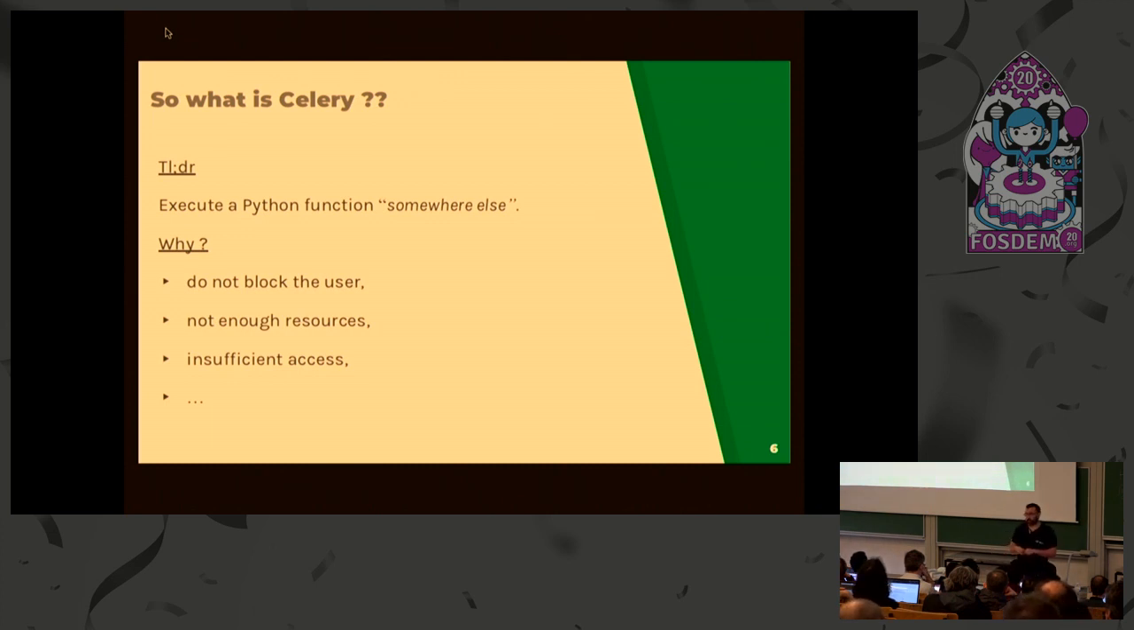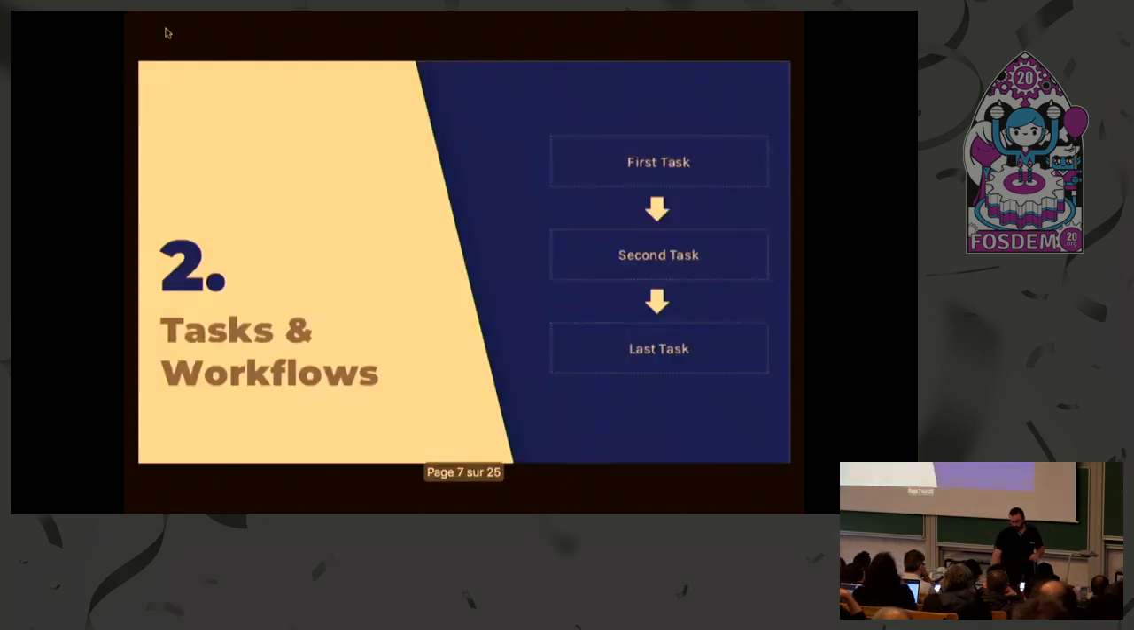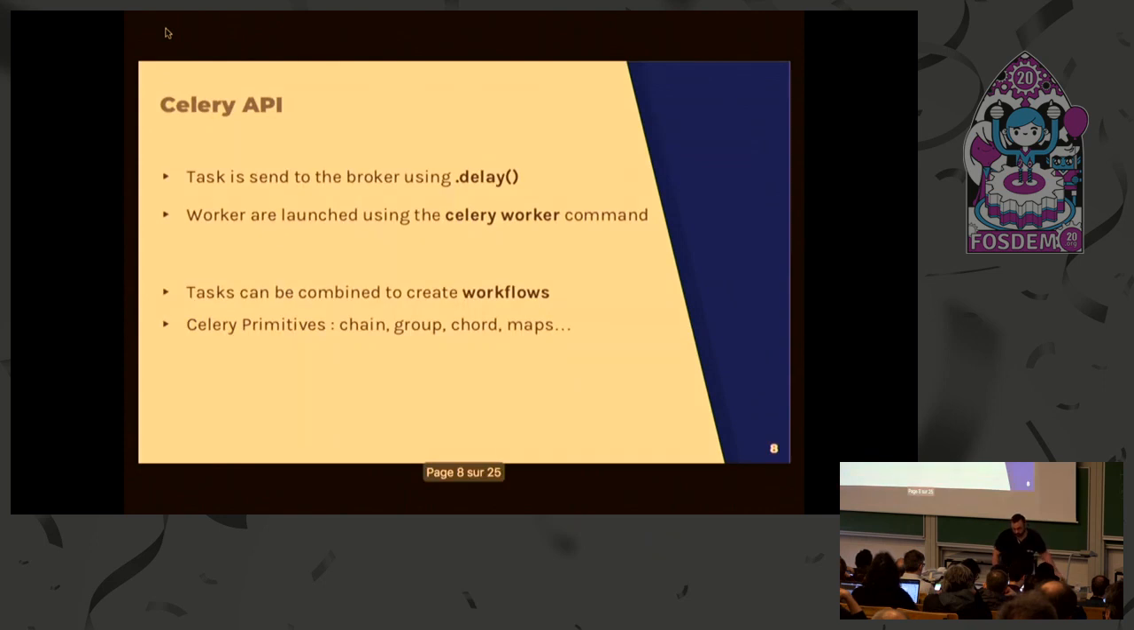Your producer may not have enough resources to execute the task because it's a complicated task involving some CPU-bound work, and you don't have, as a producer, the resources to do it, but your workers can do it. You have big machines to do it. We can also talk about network accesses. There are a lot of use cases when you want to use some Celery tasks. And here, I will show you how to create tasks and workflows using Celery.